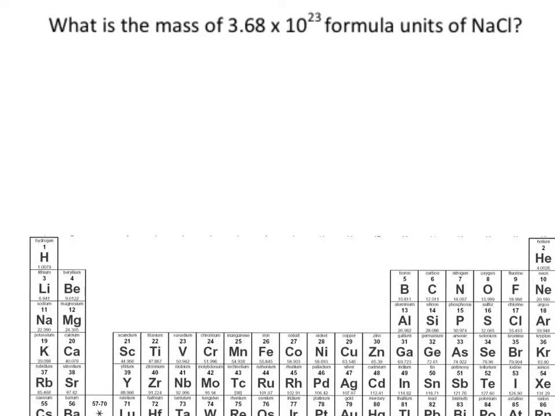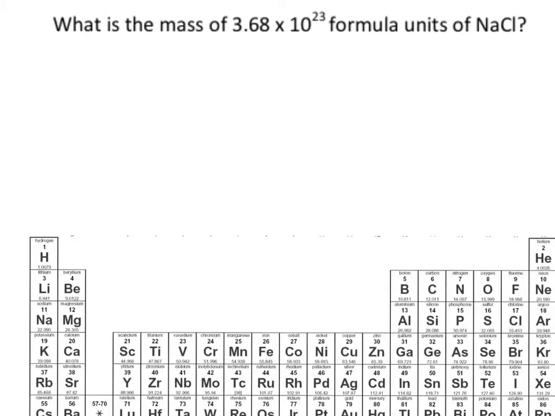This is an example of a question that will require you to have two conversions. The question is asking us what is the mass, and they are giving us 3.68 times 10 to the 23 formula units of NaCl. So we have to go from mass to formula units.